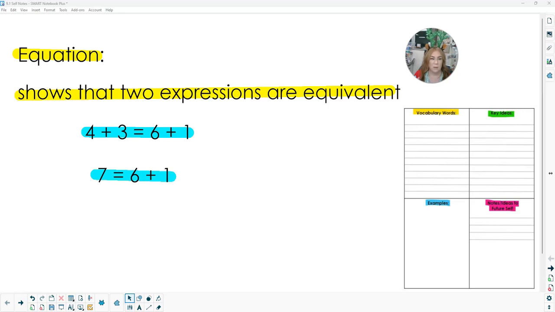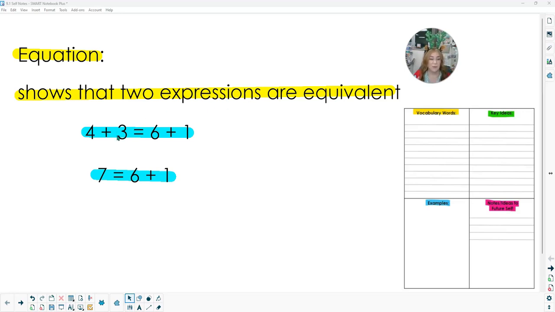For 9.1, we are going to be learning about equations. So we've learned about expressions that do not have an equal sign. Now we're learning about the equation that does have an equal sign. So equations show that two expressions are equivalent. They have that equal sign to show that.